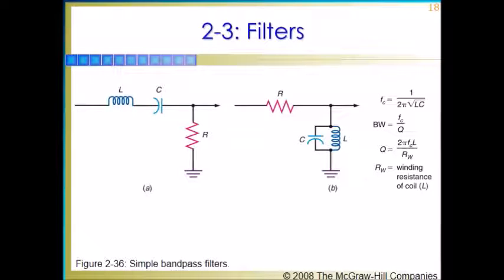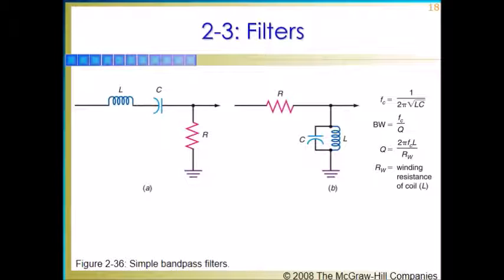Two types of bandpass filters are shown in Figure 2-36. In Figure 2-36A, a series resonant circuit is connected in series with an output resistor, forming a voltage divider. At frequencies above and below the resonant frequency, either the inductive or the capacitive reactance will be high compared to the output resistance. Therefore, the output amplitude will be very low. However, at the resonant frequency, the inductive and capacitive reactance cancel, leaving only the small resistance of the inductor. Thus, most of the input voltage appears across the larger output resistance. The response curve for this circuit is shown in Figure 2-35B.